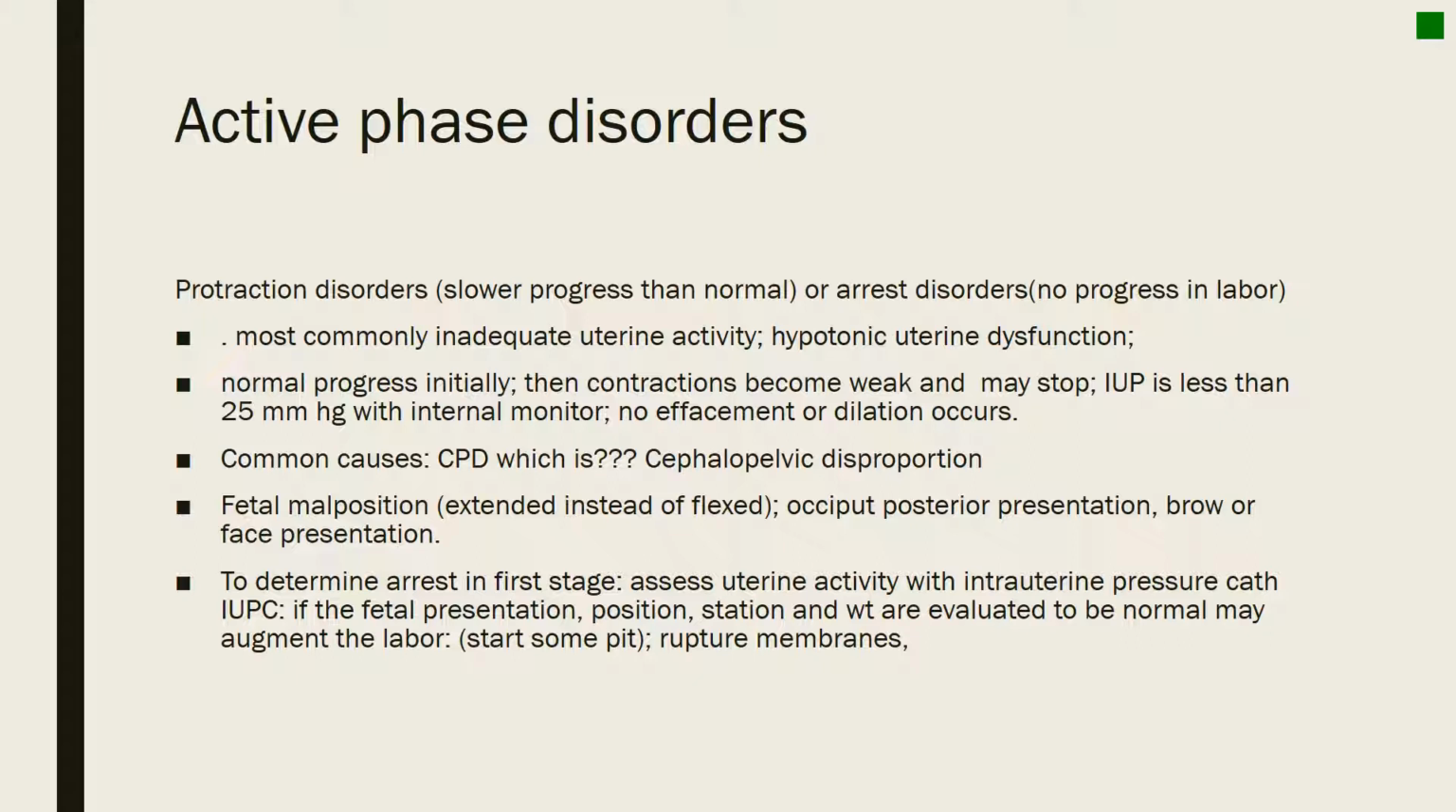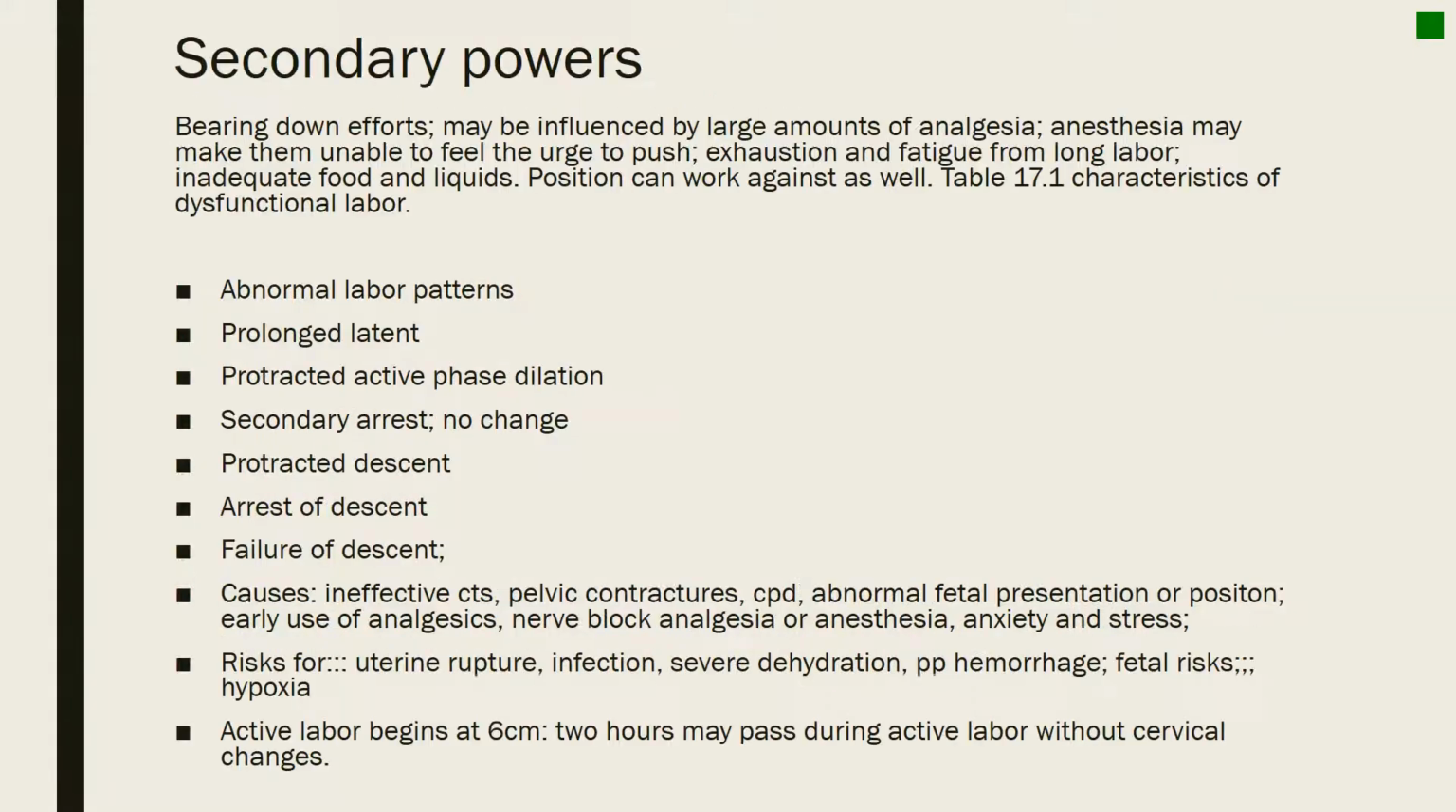To determine arrest in the first stage, we have to assess uterine activity with an IUPC. If the fetal presentation, position, station, or weight are evaluated to be normal, we may augment the labor. We're going to start some pit and rupture their membranes. Secondary powers. Bearing down efforts can be influenced by analgesia, anesthesia. Maybe they can't feel to push, they're exhausted, there's not enough food and liquids on board, and positioning that we put them in can work against us.